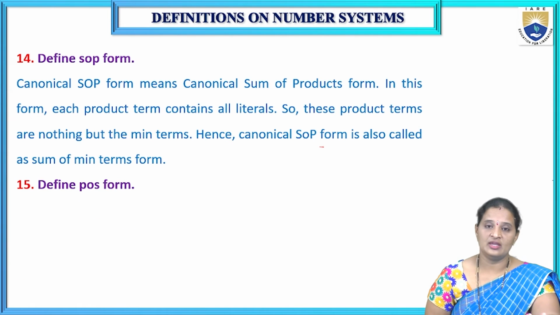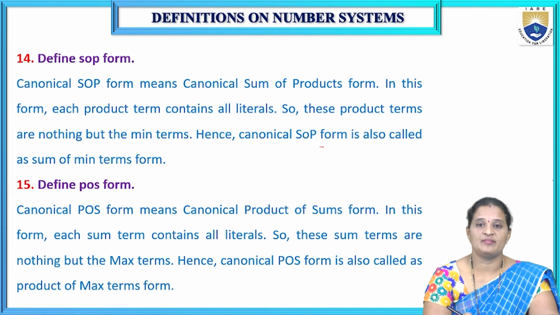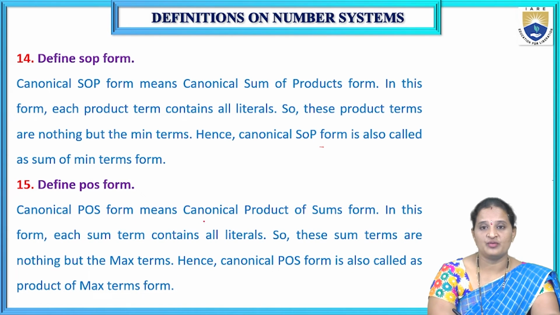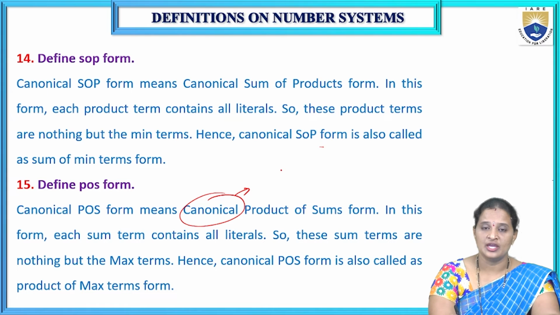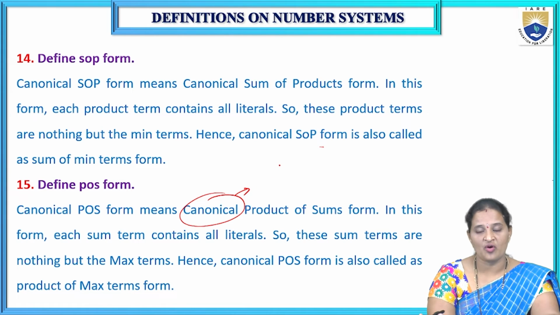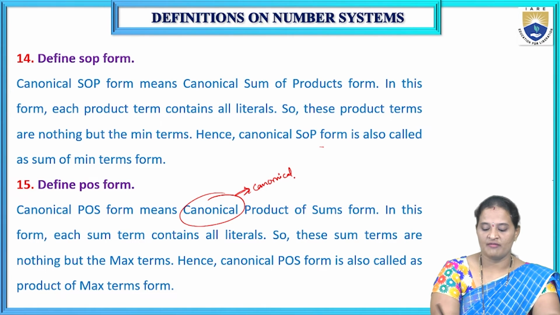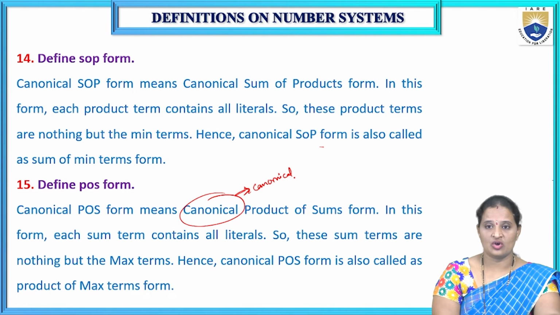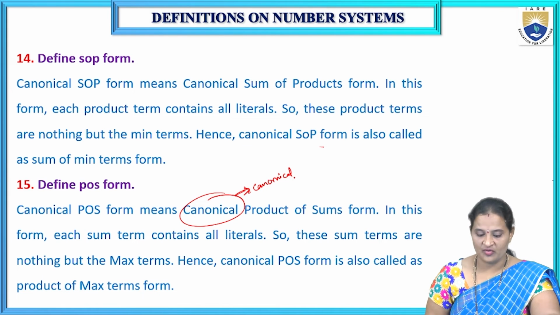Okay. Now coming to the POS form. How can we define POS? POS is nothing but product of sums. So the canonical POS form means canonical product of sums form. What does it mean? Canonical means all the terms include all the variables, whether in true form or complemented form. In this, each term contains all the variables. These sum terms are the maxterms. Hence, the canonical POS form is also called the product of maxterms form.